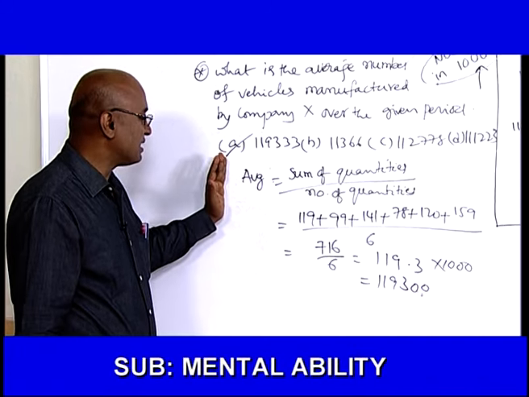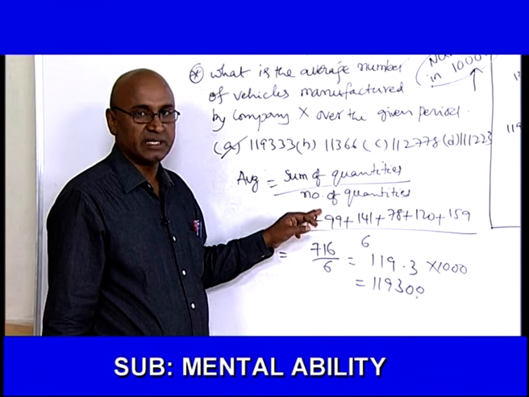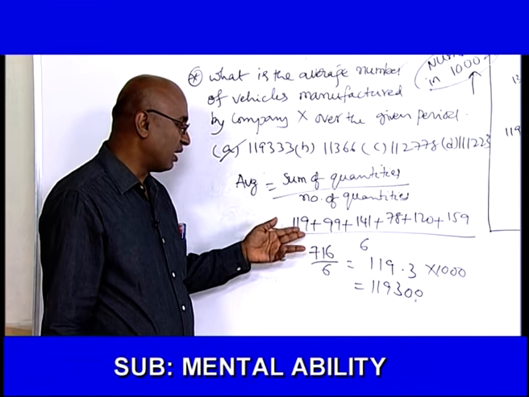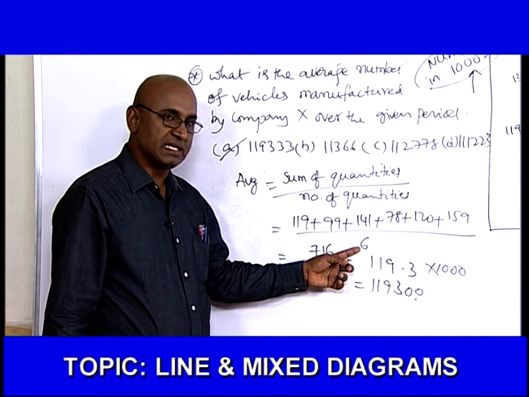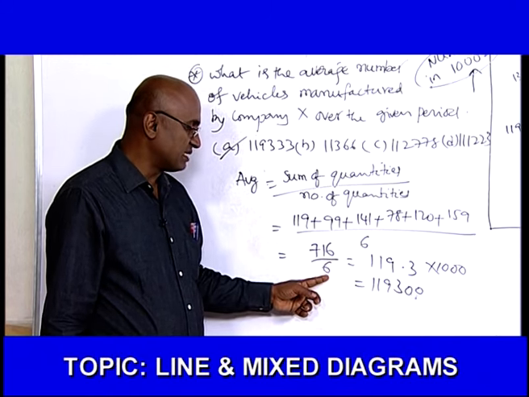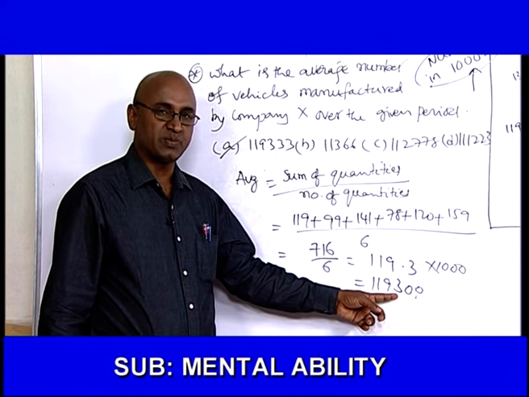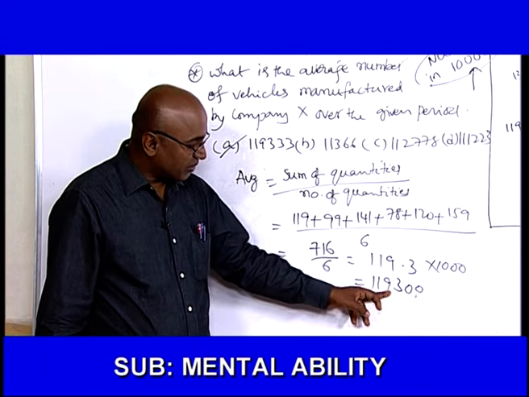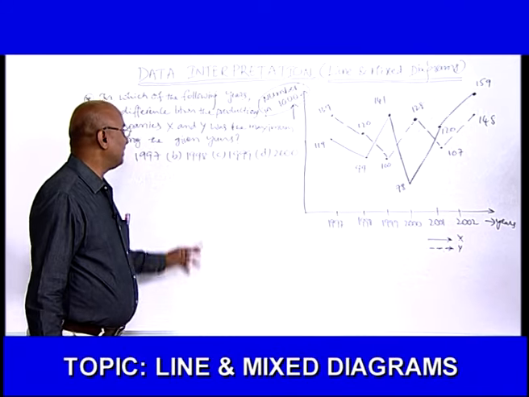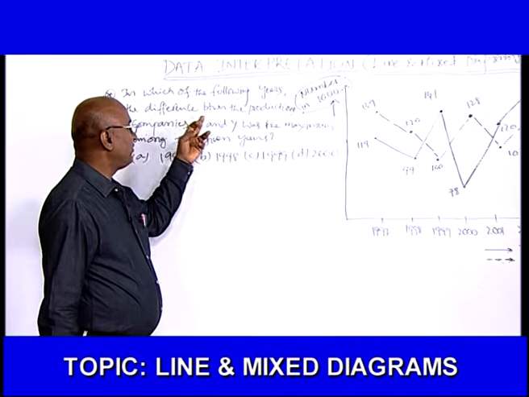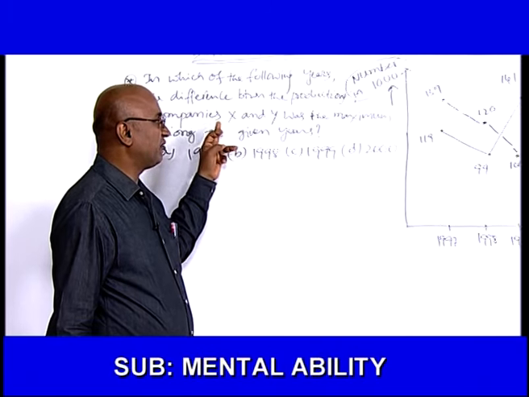So average is equal to sum of quantities by number of quantities. Sum of quantities is nothing but the production of company X in various years, divided by the number of years, 6. That will give you 716 by 6, which is approximately equal to 1,20,000.